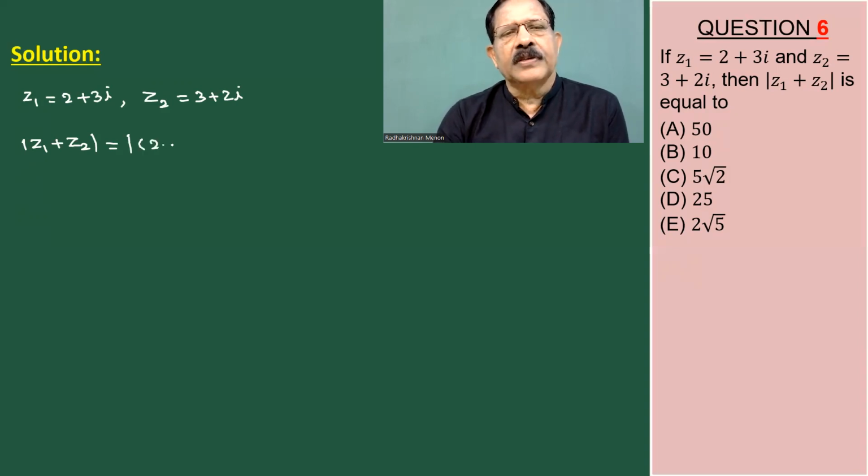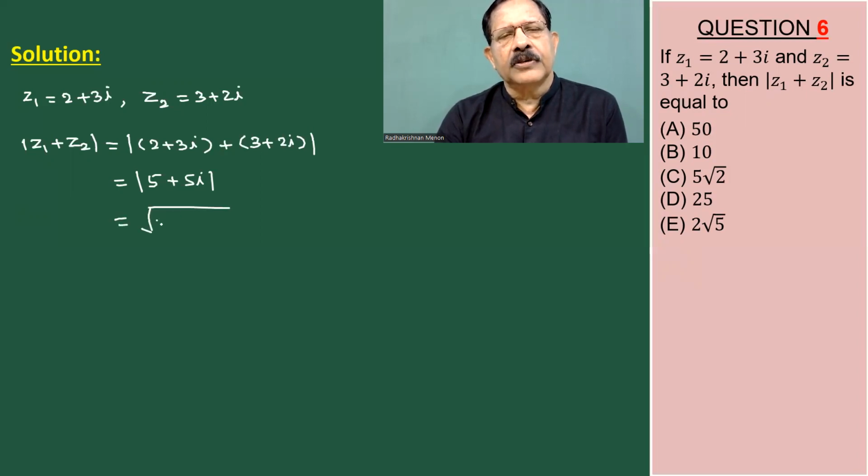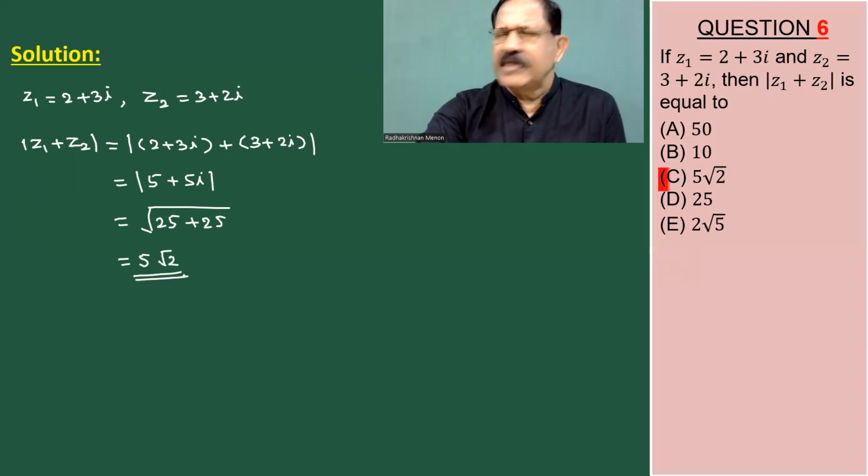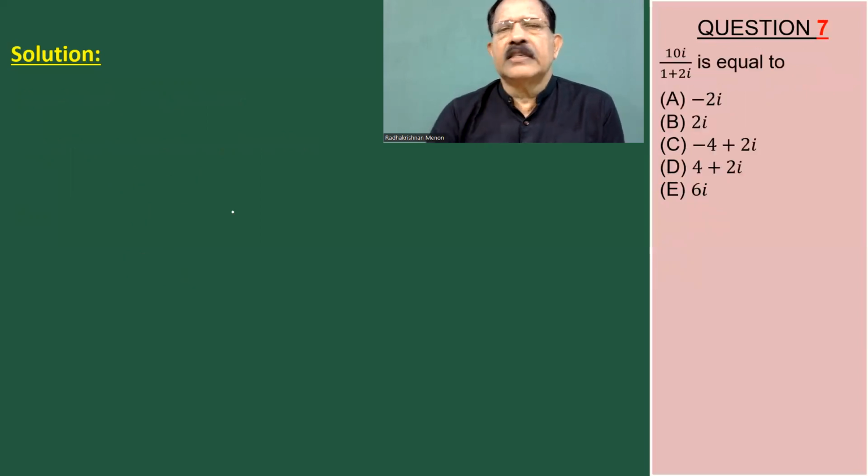So it is 2 plus 3i plus 3 plus 2i. This is nothing but modulus of 5 plus 5i. You know the modulus formula: root of x squared, that is 25, plus y squared, again 25, which is equal to 5 root 2. 5 root 2 is appearing as option C. Very easy question. Okay, and the seventh question, the last one.